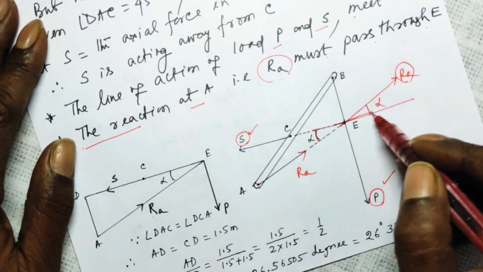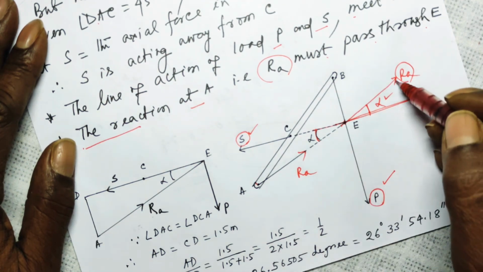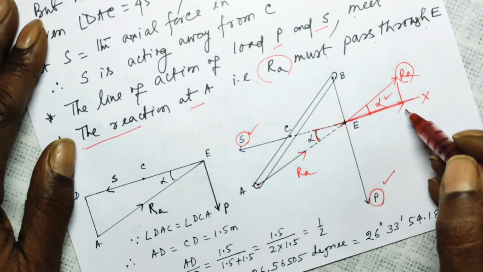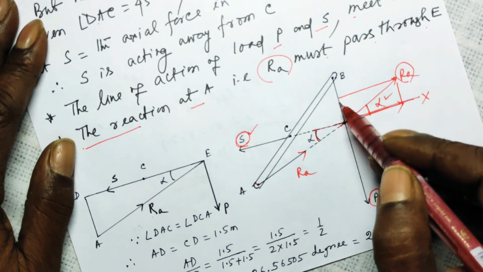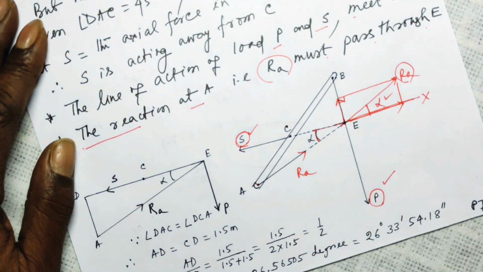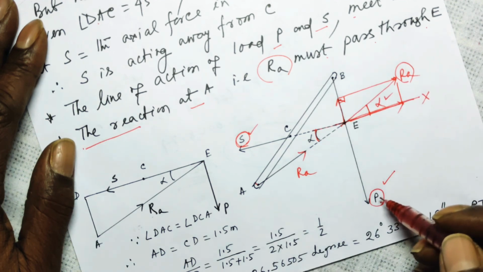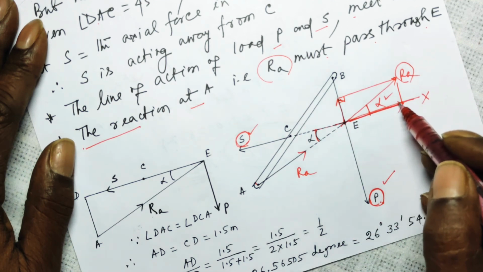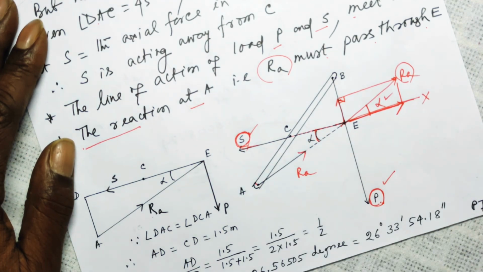RA makes some angle with the x-axis, let's say alpha, which we will find out. Then RA will have a horizontal component along the positive x-axis that will be opposed by S. And from here, if you drop a perpendicular on the y-axis, this length will be RA times sine alpha, that will be opposed by P. So if RA sine alpha is numerically equal to P, sigma y will be 0. And if RA cos alpha is numerically equal to S, then sigma x is equal to 0.